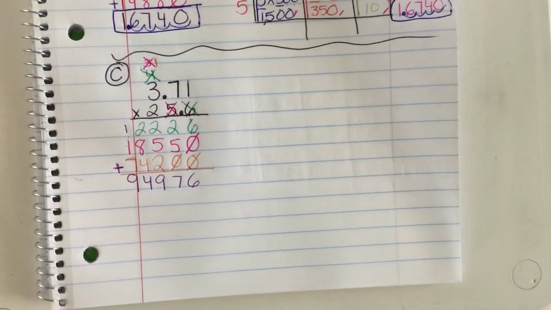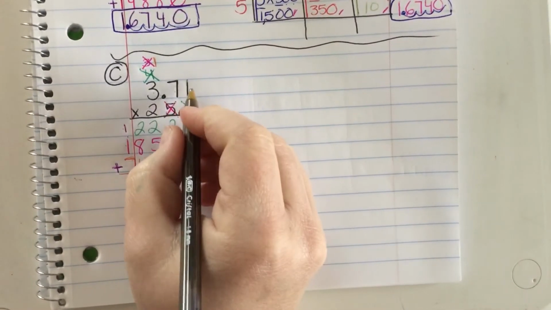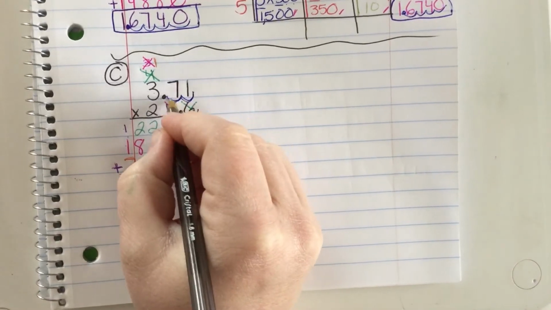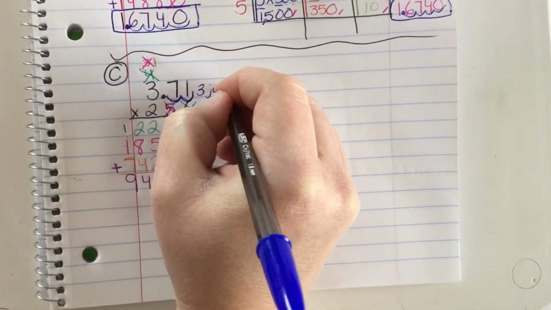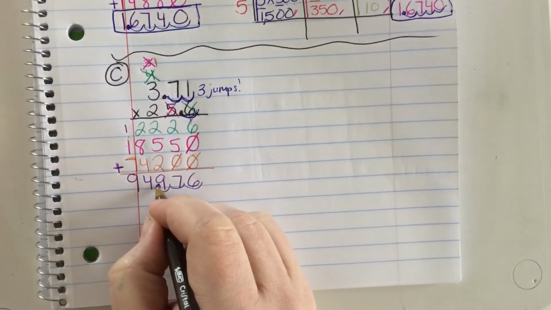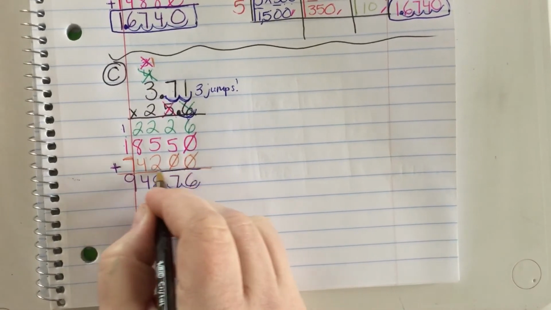Okay, is that our last step? Hopefully you're shouting no, because we have to go back and take care of these decimals, counting our jumps. 1, 2, 1, so how many total jumps? 1, 2, 3 jumps. Okay, so 1, 2, 3 jumps. 94 and 976 thousandths.